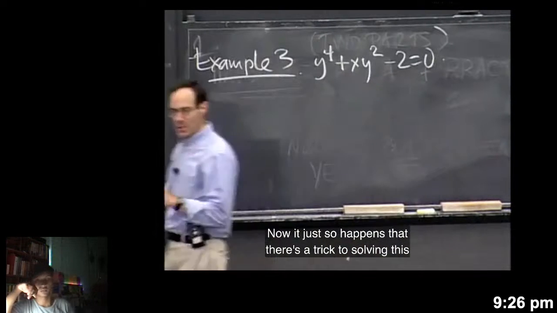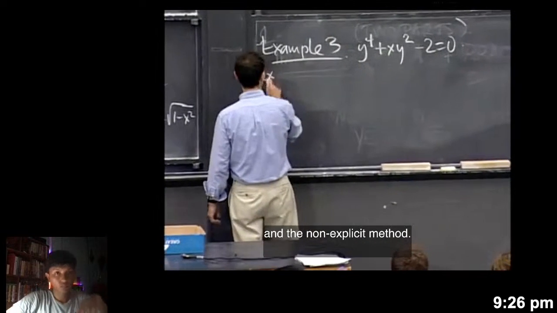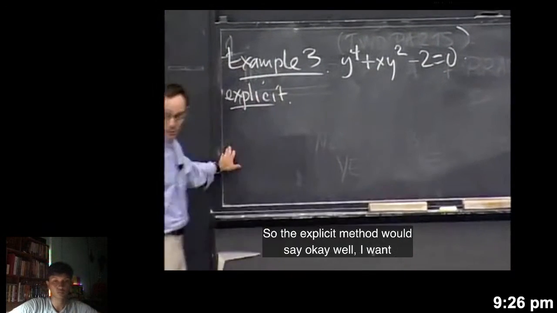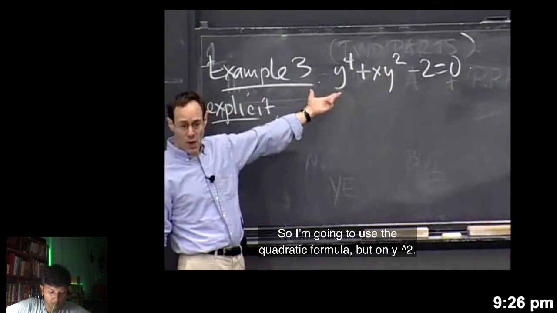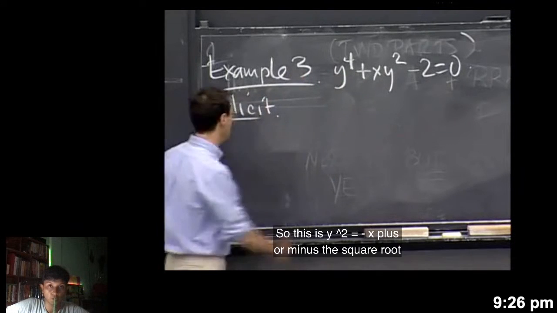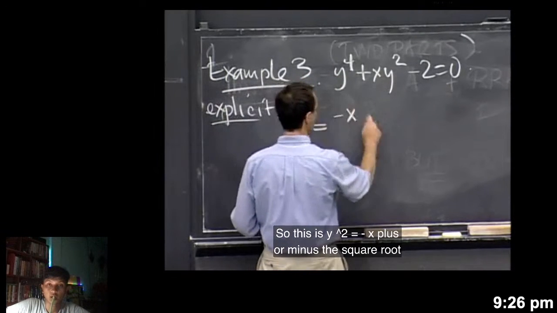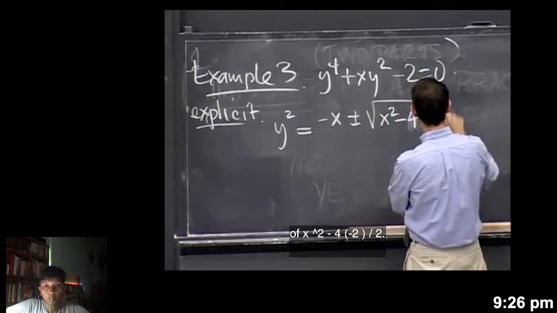Now, it just so happens that there's a trick to solving this equation. So actually, you can do both the explicit method and the implicit method. Okay, so the explicit method would say, well, I want to solve for y, so I'm going to use the quadratic formula, but on y squared. This is quadratic in y squared, because there's a fourth power and a second power, and the first and third powers are missing. So y squared is equal to minus x plus or minus the square root of x squared minus 4 times minus 2, divided by 2.